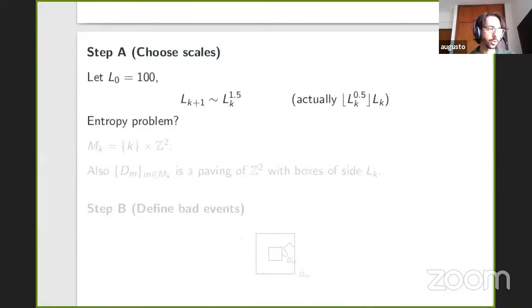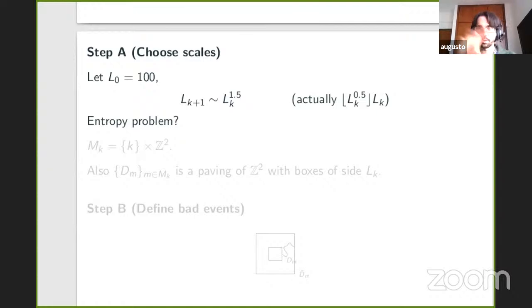So let's choose a different set of scales. And as I said, randomization is so flexible. You can choose everything and it just works. So now the next scale, L_{k+1}, is the previous scale, not times nine as before, but to the power 1.5. You can choose the power there. Just be careful: if you choose powers bigger than two, then this doesn't work anymore. So I said it always works, but it's not true.